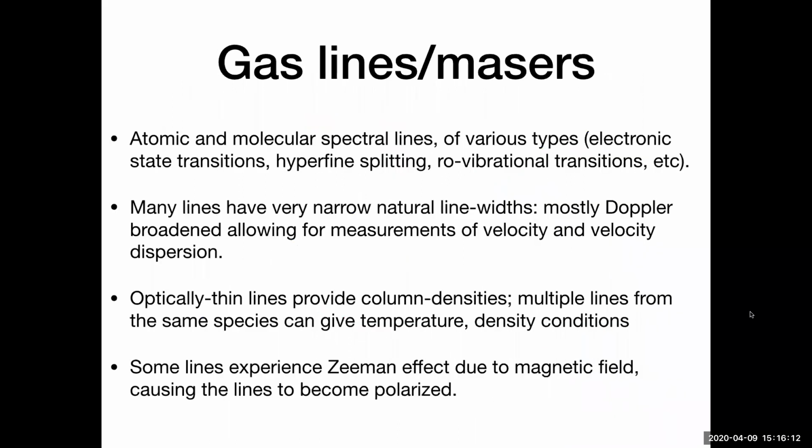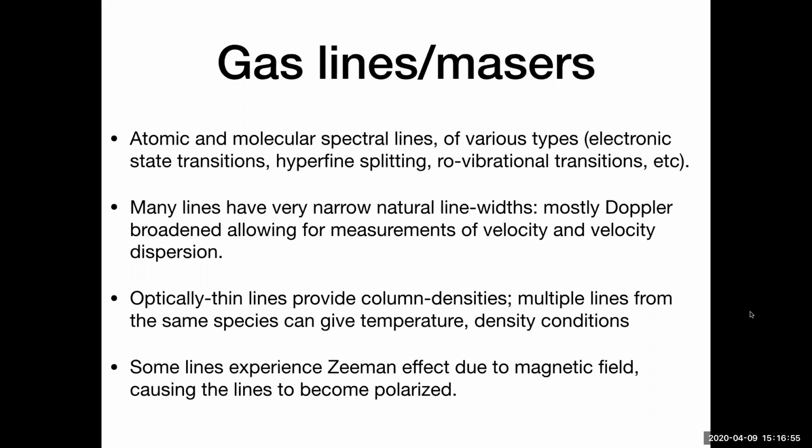Gas lines, spectral lines, come in a variety of types, but we should be generally familiar with the basics of it. There's a lot of different variations. So the electronic state transitions that we're maybe used to in terms of the hydrogen Lyman and Balmer series. But there's additional types. Hyperfine splitting shows up. Rotational and vibrational transitions of molecules tend to show up, et cetera. And any kind of transition or different quantum states that can occur in gas, you'll generally see lines for.